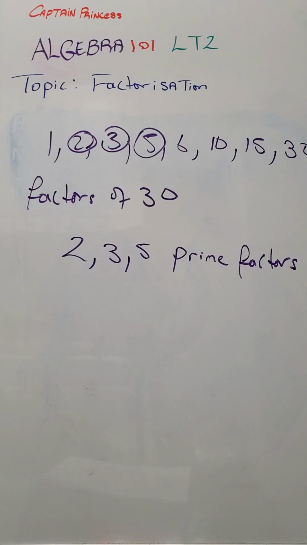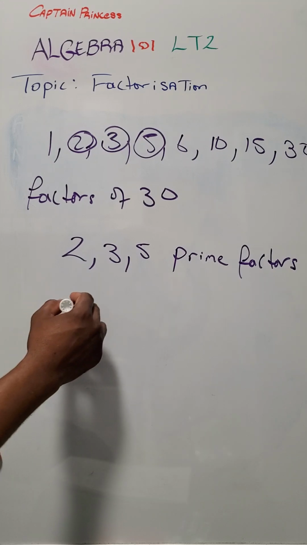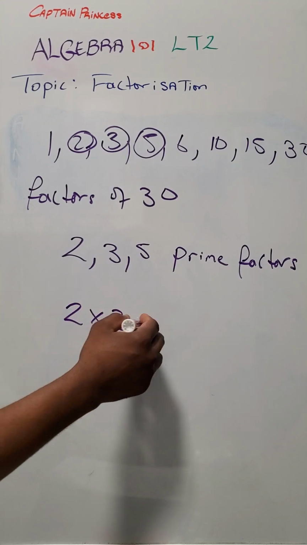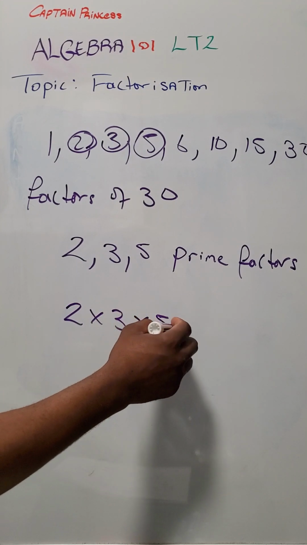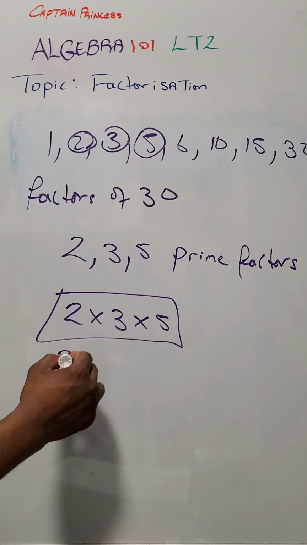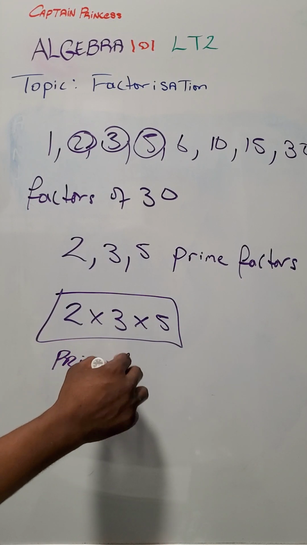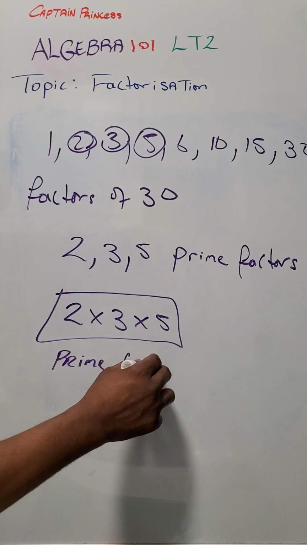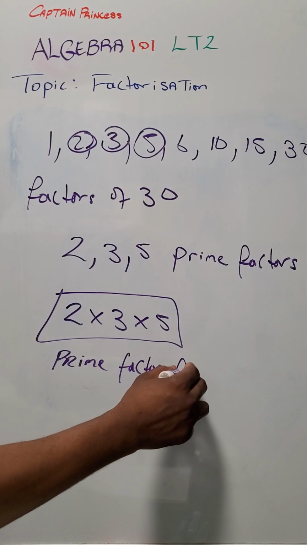Why are these numbers called prime factors? Now, a number written as a product of prime factors is said to be in prime factor form. So, for example, if you should have 2 times 3 times 5, this is called the prime factor form.